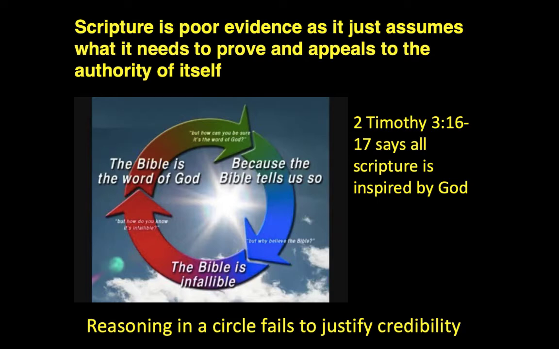Scripture is poor evidence as it just assumes what it needs to prove, and it appeals to the authority of itself. We call this reasoning in a circle, and it fails to justify credibility. For instance, Scripture says, all Scripture is inspired by God. So the reasoning goes something like this. Why should I believe the Bible is the Word of God? Because the Bible says so. Well, why should I believe the Bible at all? Because the Bible is the infallible, inspired Word of God.